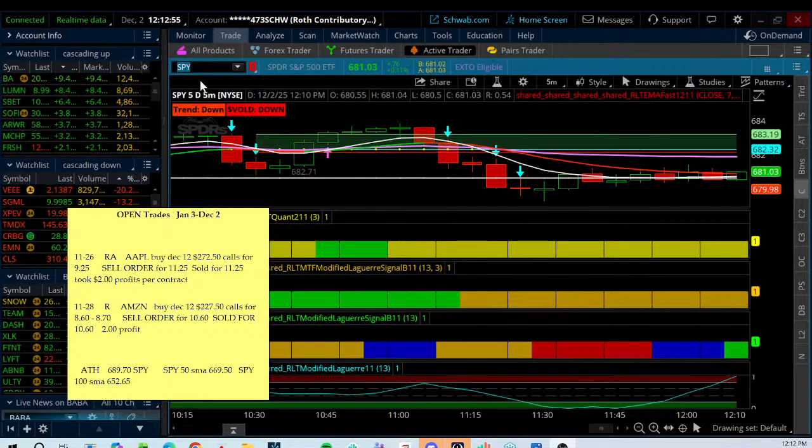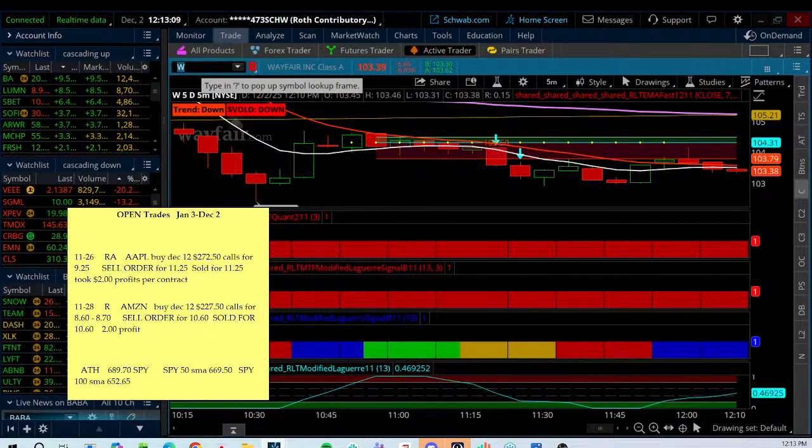SPY doing nothing. This is really garbage price action. Please be careful. Don't take a lot of risk here today. I wouldn't even take hardly any unless you can find a standout trade. It's very difficult. I like Wayfair.